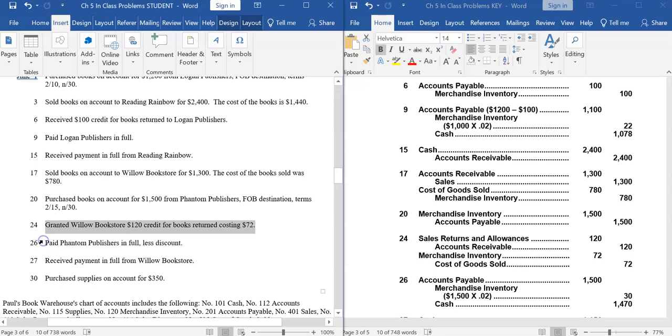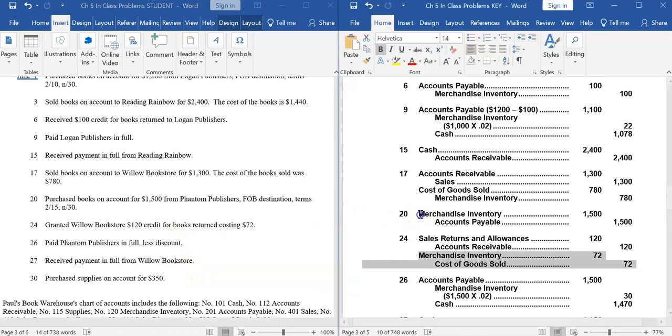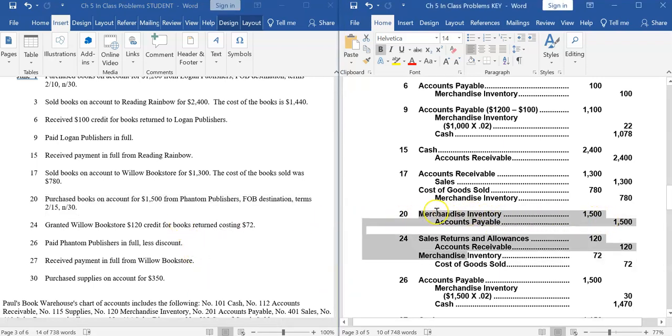On the 26th, we paid Phantom Publishers in full less the discount. Where did we purchase from Phantom? We purchased from Phantom back on the 20th. And at that time, we recorded a liability to them in the amount of $1,500. We are now paying off that $1,500 liability. So the entire liability is being paid off.